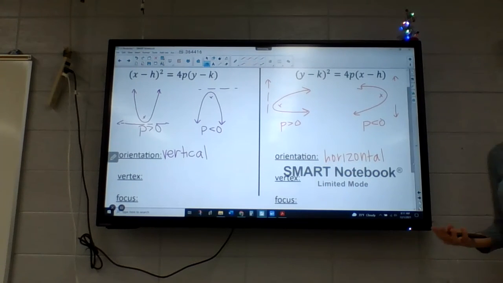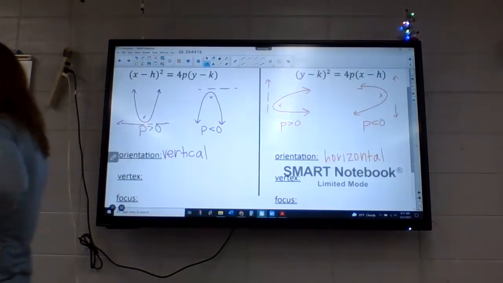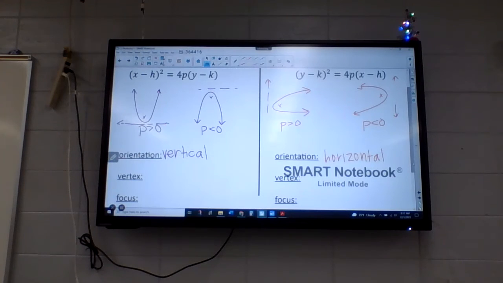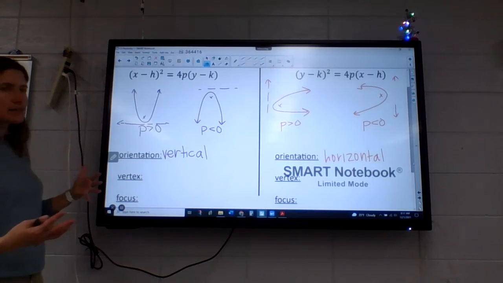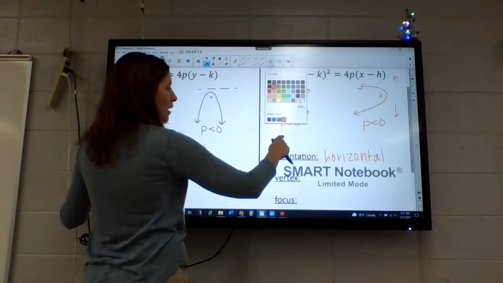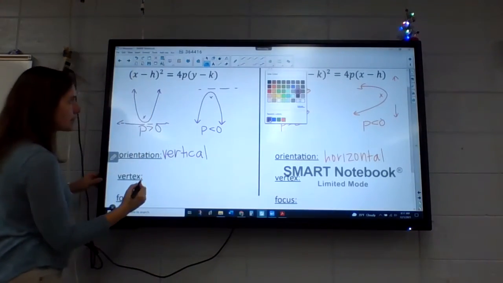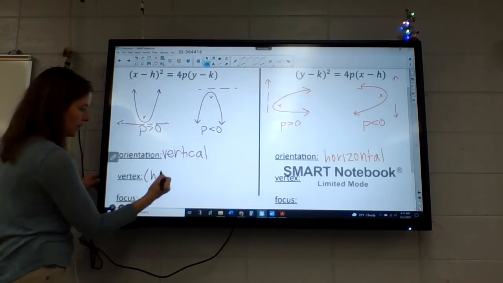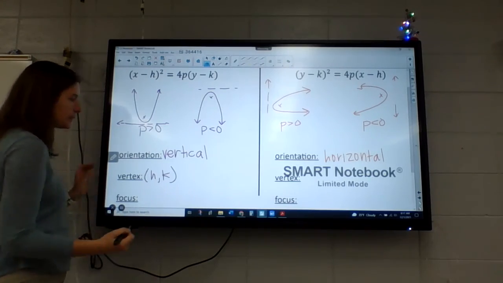Rather than having a center, this gets a little bit confusing because all of our other ones have had centers and then co-vertices. This one has a single vertex, there's only the one, but still our h and k. The vertex is kind of the center of our parabola. So that's going to be h and k.